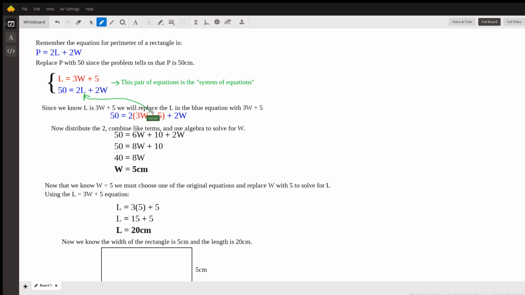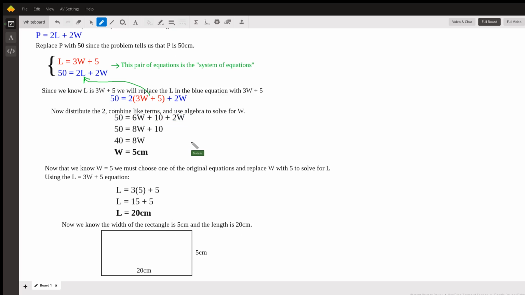So the way to do that is I've taken this blue equation and I've rewritten it, but instead of the L next to the 2, I've written what L is equal to. L is 3W plus 5. So I've written the 3W plus 5 where the L should have been. Then you can solve for W.